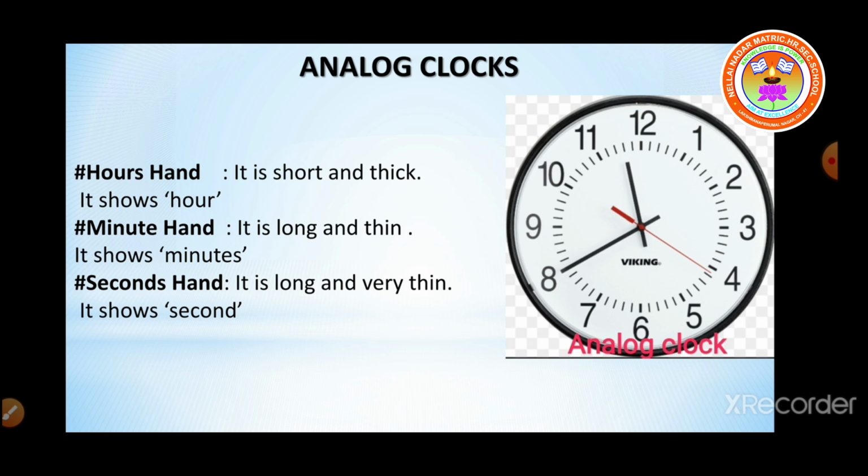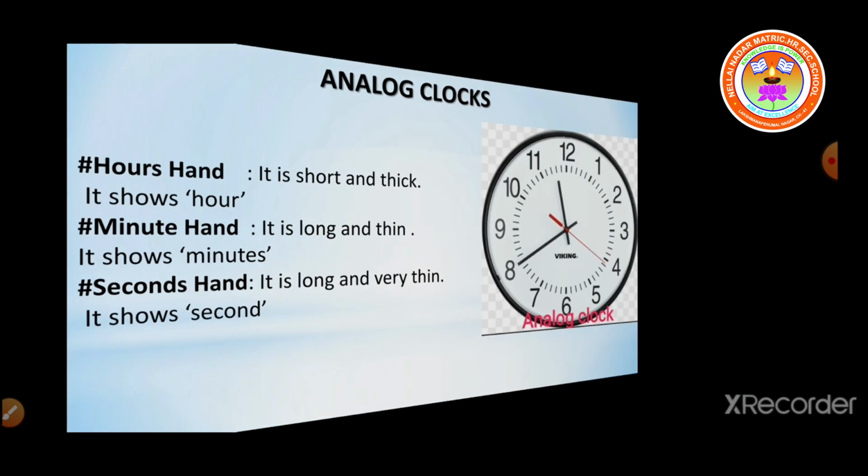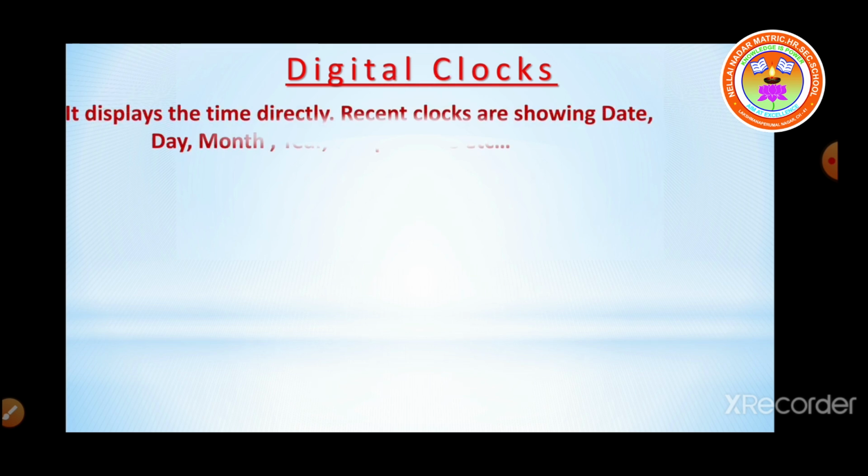So analog clocks can be driven either mechanically or electronically. So first we discussed what? Analog clocks. Next we move on to the next type based on the display, which is digital clocks. And nowadays we are using different types of digital clocks.